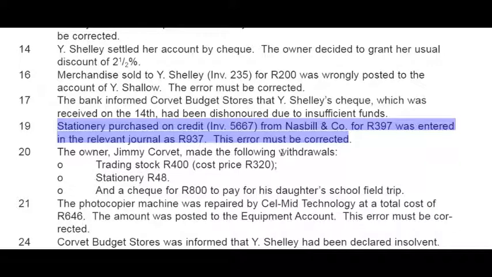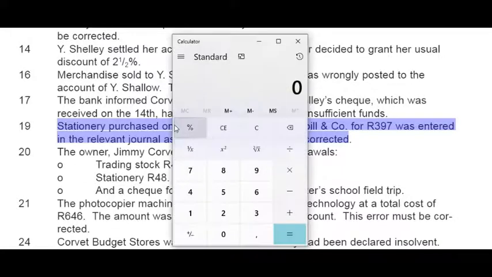Then on the 19th, stationery purchased on credit from Nasville and Company for 397 Rand was entered in the relevant journal as 937 Rand. This error must be corrected. Okay, so this is quite a big error. We credited creditors control with 937 Rand and debited stationery with 937 Rand, where we should only have credited and debited with 397 Rand.